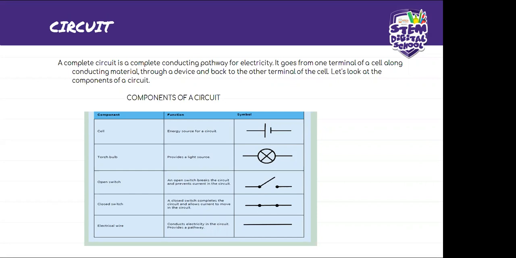Now, what we are seeing here is an electrical wire. What is its function? It conducts electricity in the circuit, which provides a pathway. So it's just like a line that is drawn. Basically, these are some of the components that an electric circuit should have.